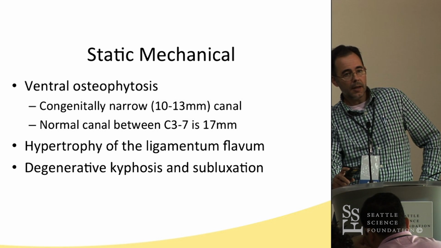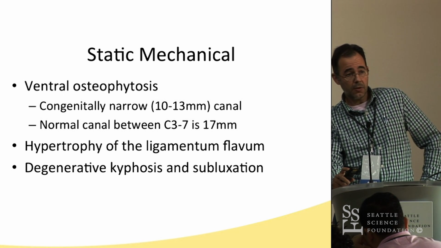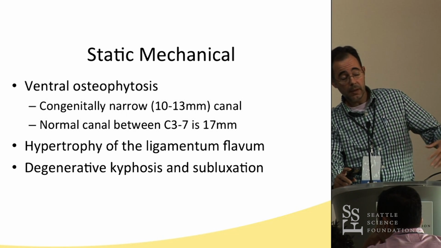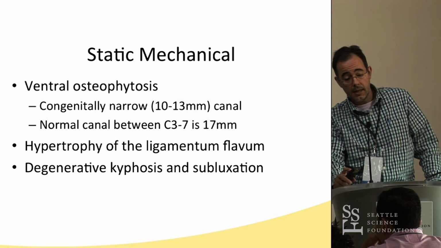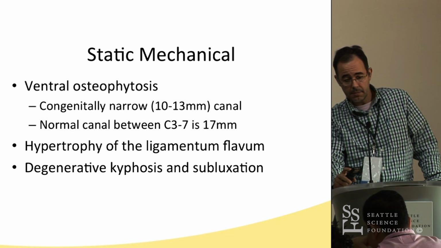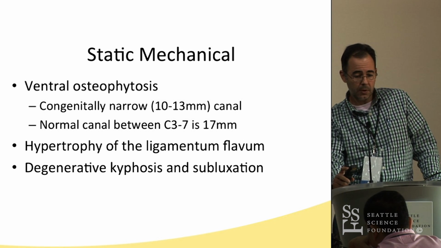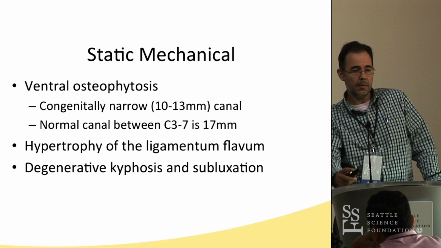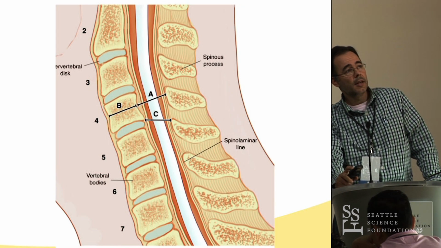You can have compression of the spinal cord from congenital stenosis. You can have compression of the spinal cord from hypertrophy of the ligamentum flavum, or you can have stenosis due to subluxation, due to kyphosis, or due to these osteophytic processes that we've discussed in the process of spondylosis.